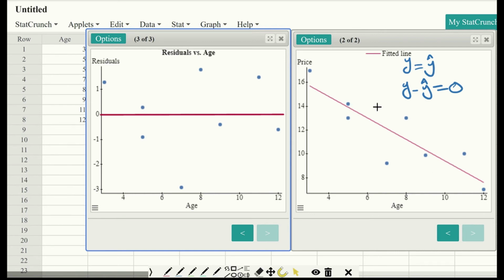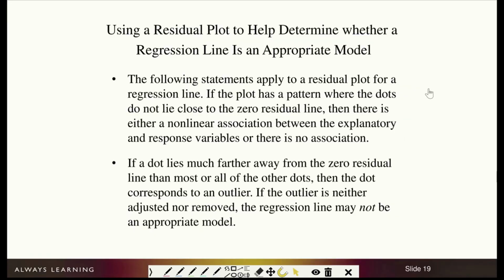So this is the regular plot of the best fitted line, and this is the residual plot. Okay? Now we can summarize some of what we just said. These statements apply to a residual plot for a regression line. If the plot has a pattern where the dots do not lie close to the 0 residual line, remember, in our model they were pretty close to it, then there is either a nonlinear association between the explanatory and response variables or no association.